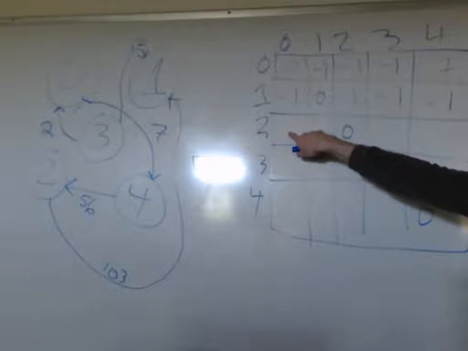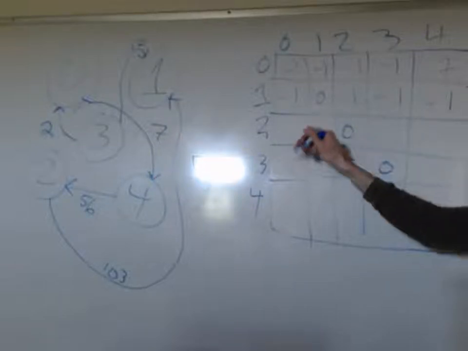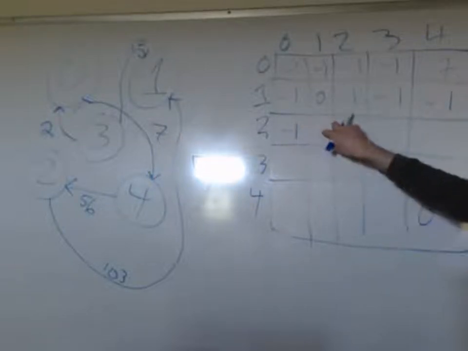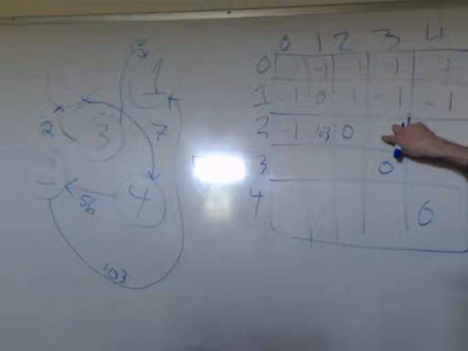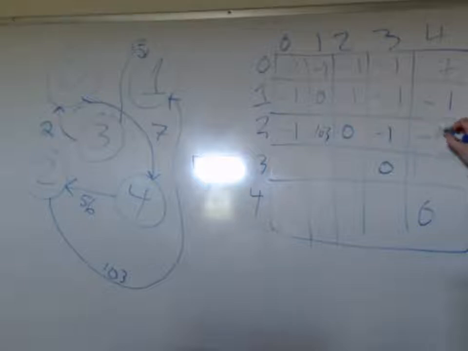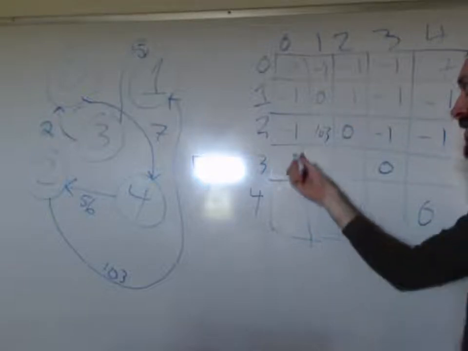All right, how about 2 to 0? 2 does not go to 0. How about 2 to 1? Yes, 103. Costly trip to go to Alcatraz. All right, 2 to 3? -1. And 2 to 4, -1. Wow. Don't want to be at 2 either.